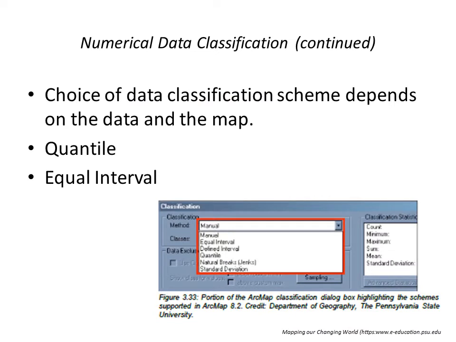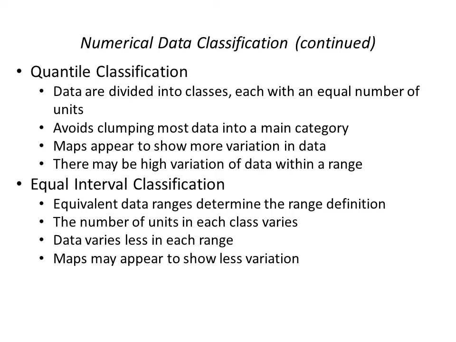So the choice of data classification scheme depends on the data in the map. Two frequently used classification schemes are quantiles and equal interval. You'll work with this in ArcMap, where under symbolization you can choose the classification scheme. Quantile classifications divide data into classes, each with an equal number of units. For example, the top 20%, the second 20%, the third 20%, fourth 20%, and the bottom 20%. It avoids clumping most data into the main category, and maps appear to show more variation in data, but there may be a high variation in data within a range.